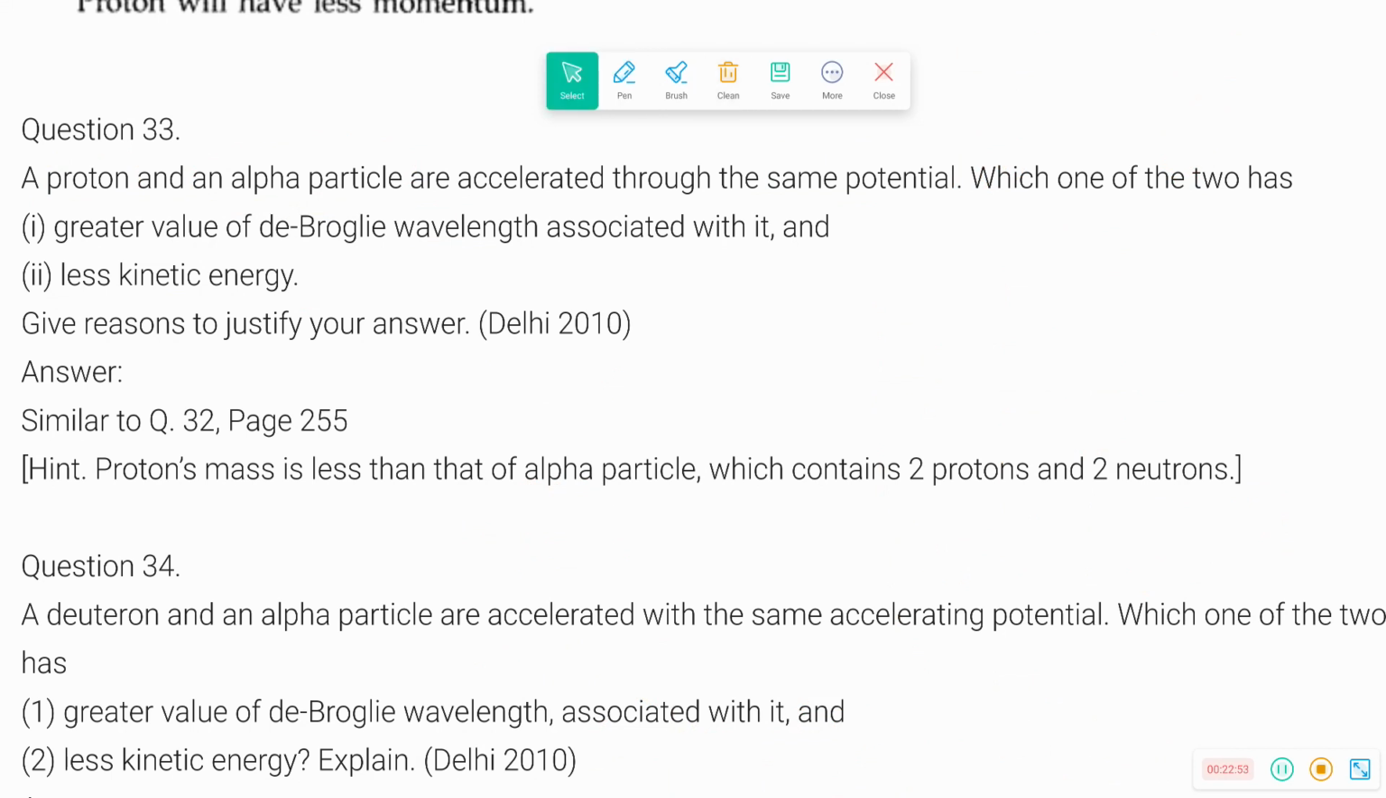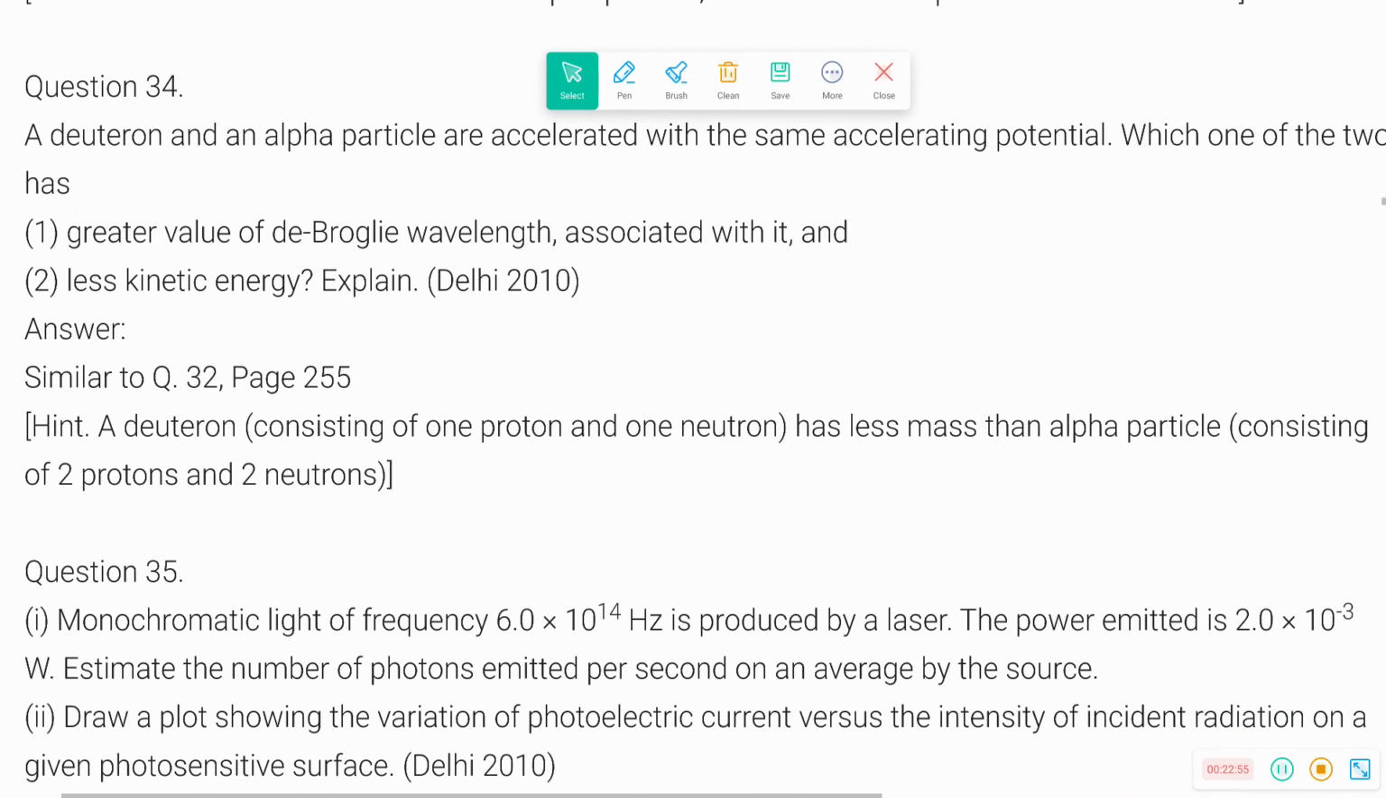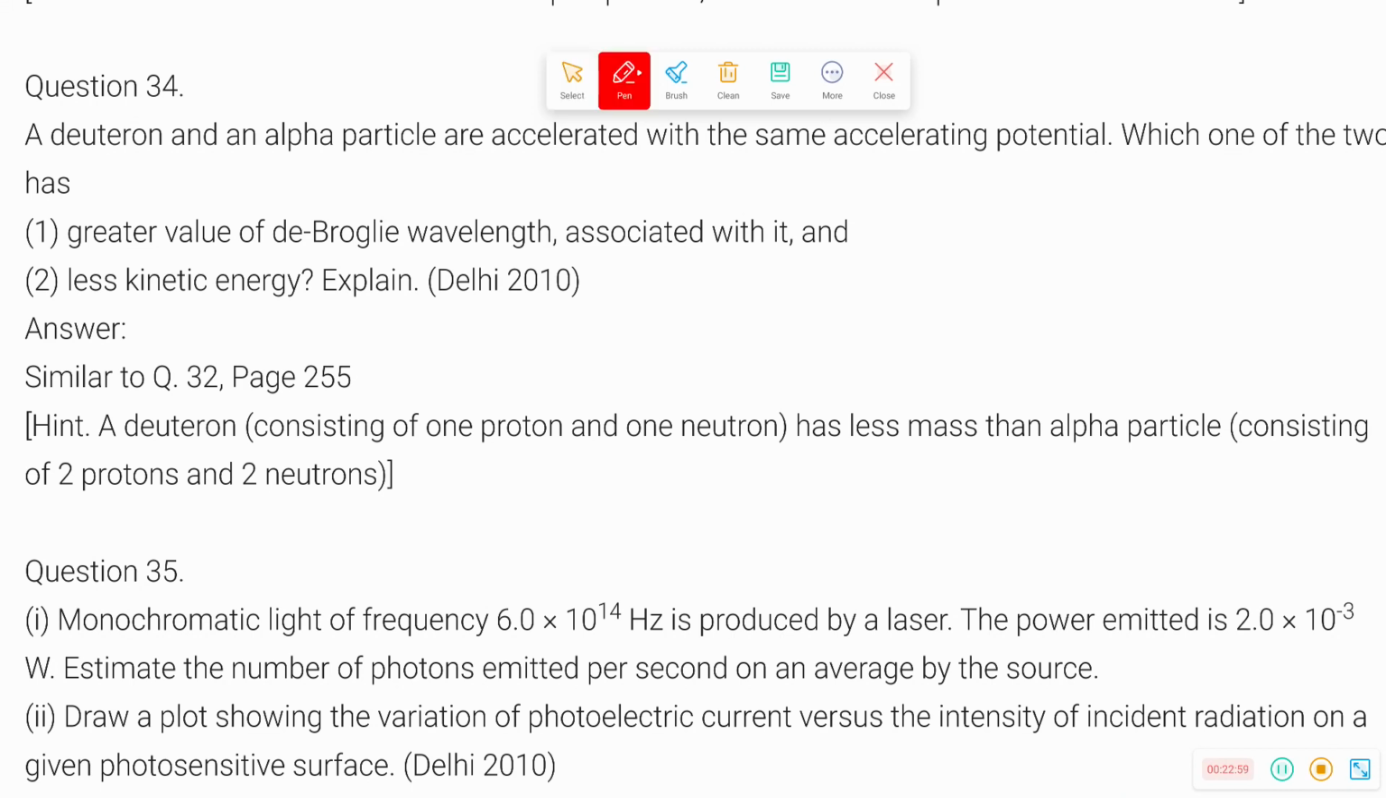Now 33 is done. Next comes 34. 34 you try to do yourself: deuteron and alpha particle, the same way. What will be the answer? First understand the particles: deuteron and alpha particle.